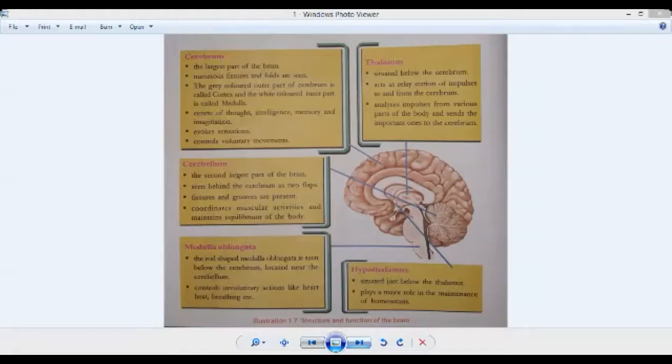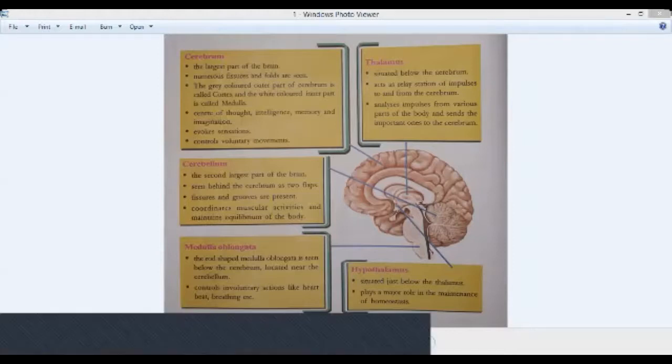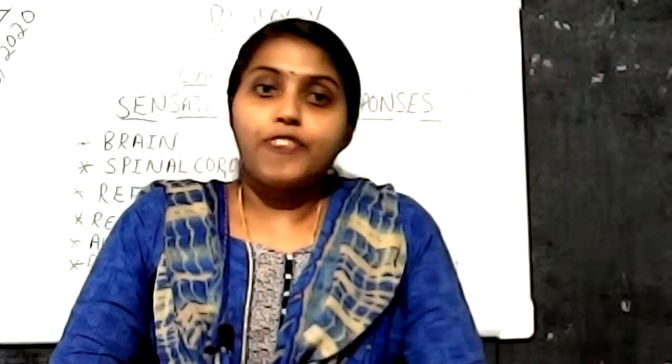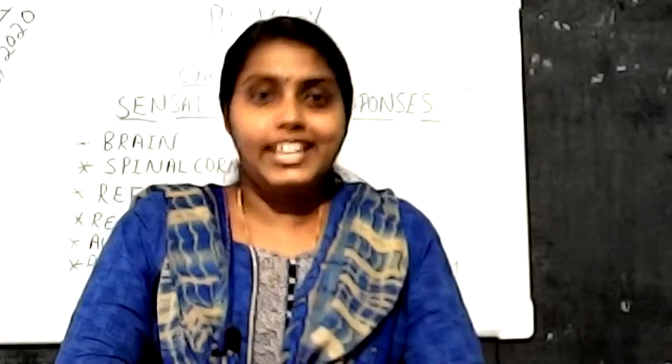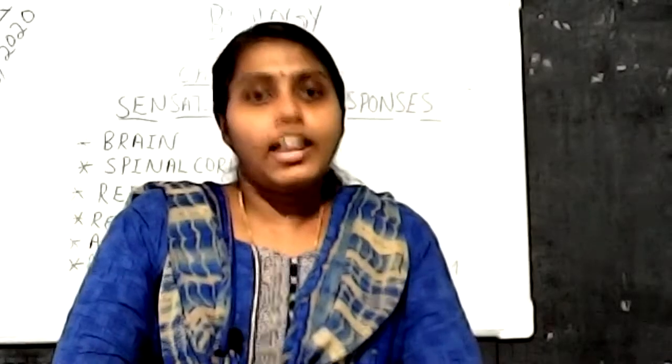So these are the parts of the brain. Is it clear for you? So these are the five parts of the brain and the functions of each part. So I think it's clear for you.